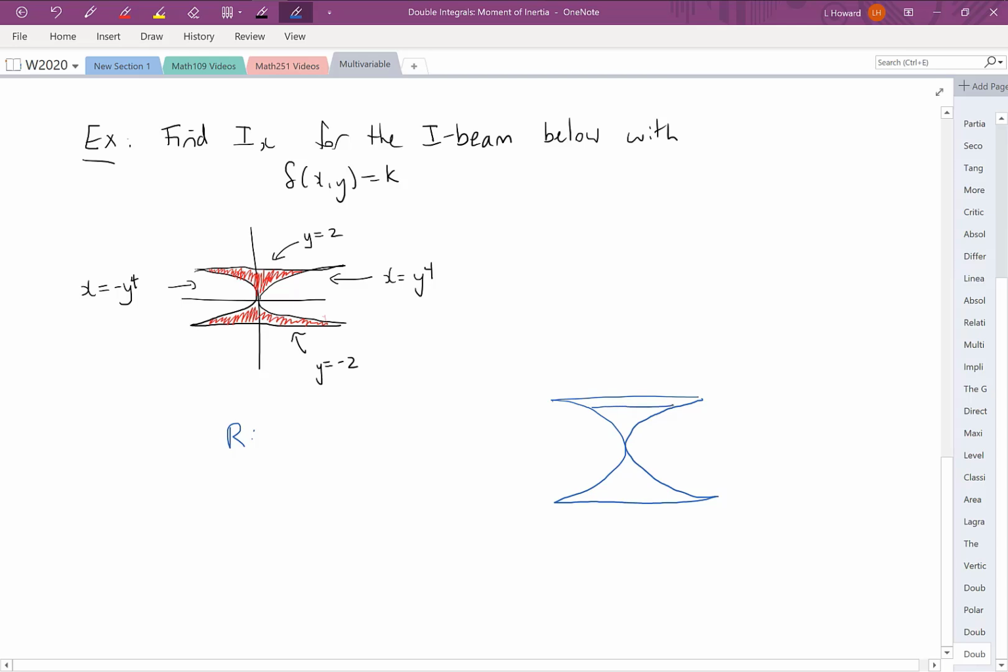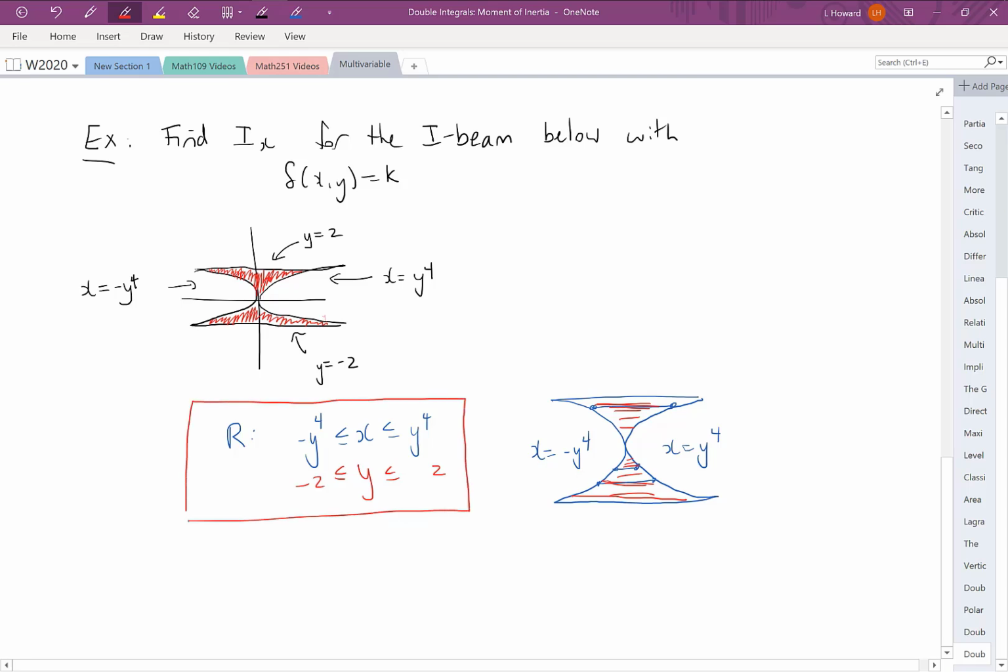So imagine drawing a horizontal slice. Each horizontal slice, no matter where it's positioned in the I-beam, is going to have its left endpoint on x equal negative y to the fourth, and it's going to have its right endpoint on x equal y to the fourth. So that means our x values are ranging from minus y to the fourth to positive y to the fourth. And then when we imagine scrolling through this region, just from bottom to top, think about what y values we're capturing. Well, the y values would be ranging from negative 2 to 2. So horizontal slices will work great.